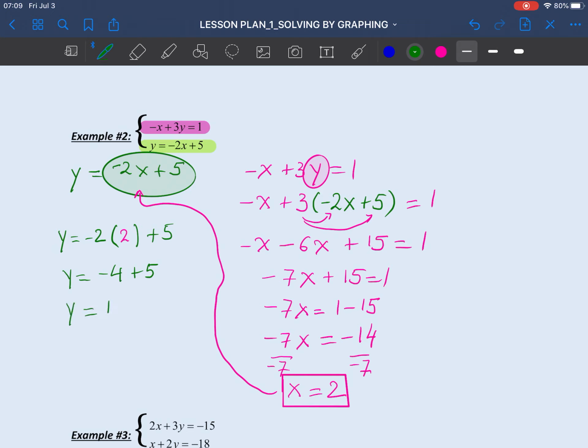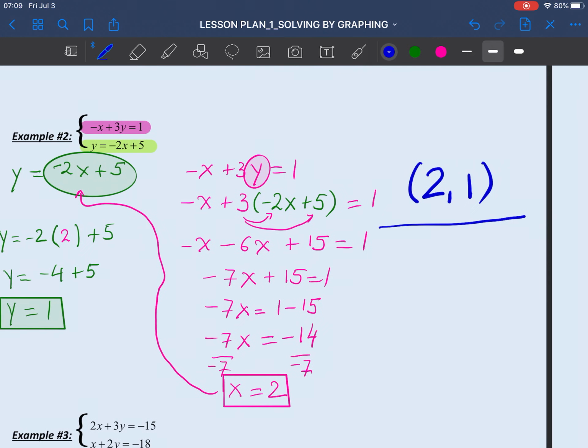Remember order of operations, so multiplication first. y equals 1. So when x equals 2, y equals 1. So we're going to say, well, it seems that we got our solution here. The point with coordinates 2 and 1.